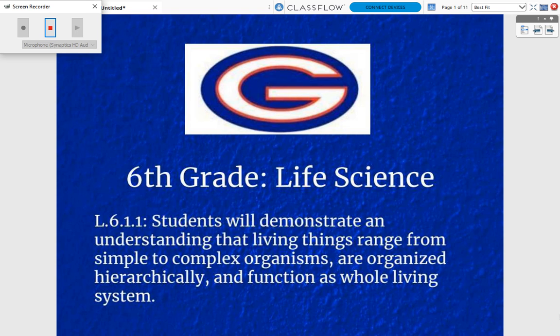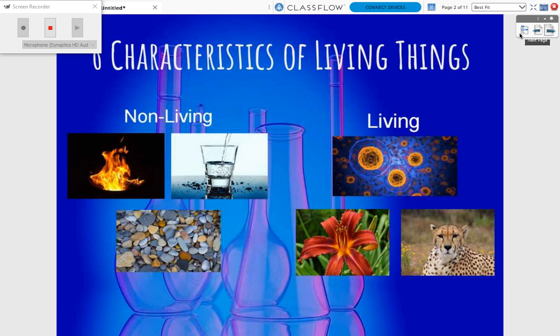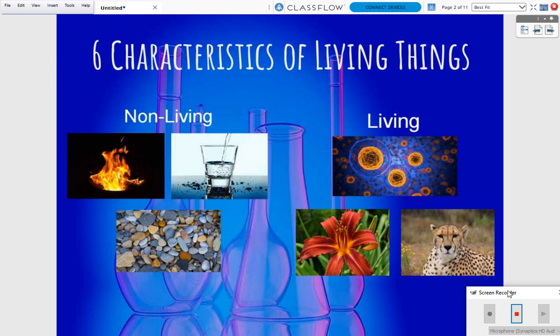And today, the standard we are going to focus on is Life Science 6th grade 1.1. Students will demonstrate an understanding that living things range from simple to complex organisms, are organized hierarchically, and function as whole living systems. There are 6 characteristics of living things.